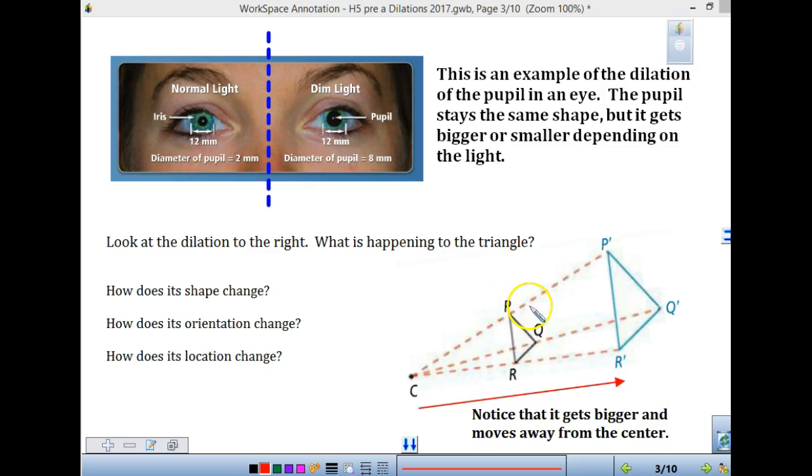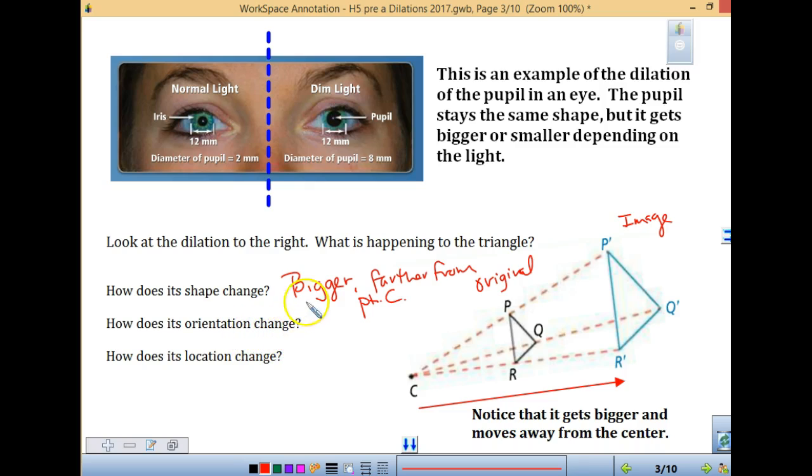If we start at PQR and we go to P prime, so we know this is our original, right? And the reason we know it's the original is because it's PQR and this is P prime. So this is called the image. Okay, this is the new figure. So it says, how does the shape change? It gets bigger, right? And it is also farther from point C in this case.